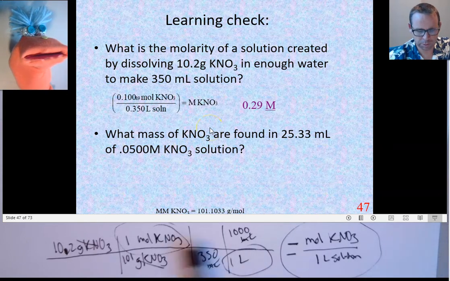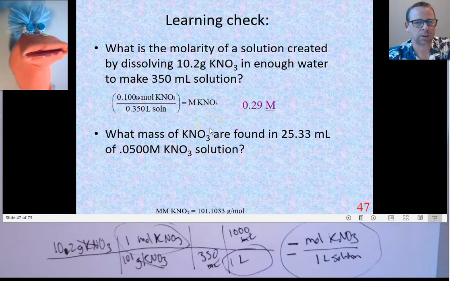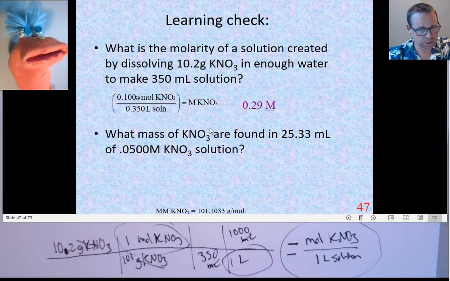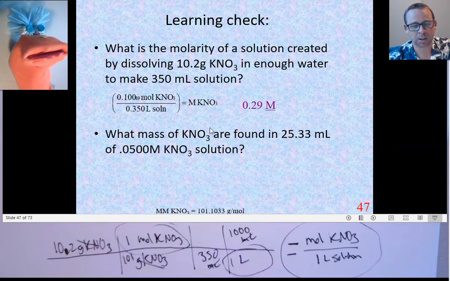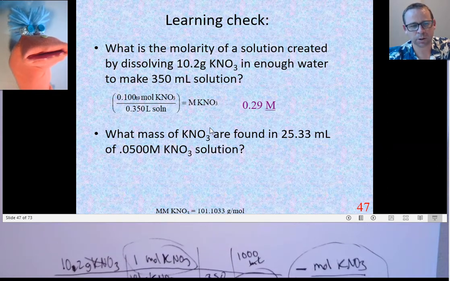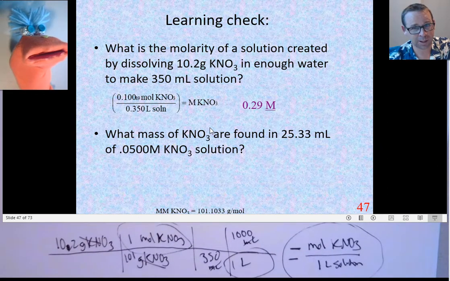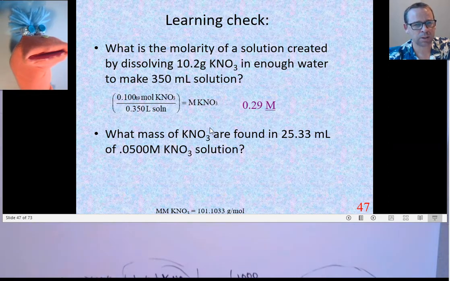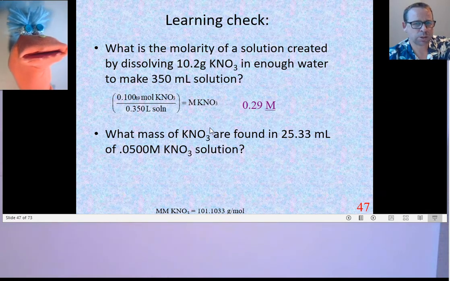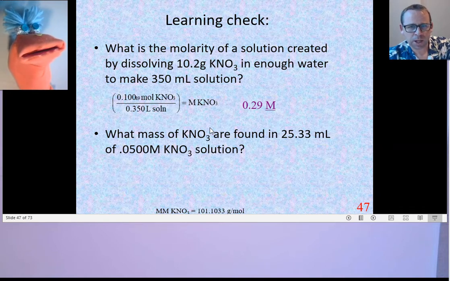0.29 molar should be what you get when you put that in the calculator. All right, try this one at home, the next one here. It's new, but using our same method, conversion factors of molarity. Try to find out what mass of KNO3 is found in 25.33 milliliters of my 0.05 molar solution. Okay, give it a shot.